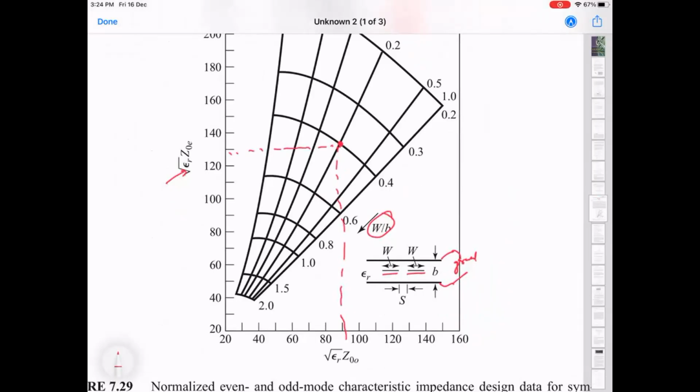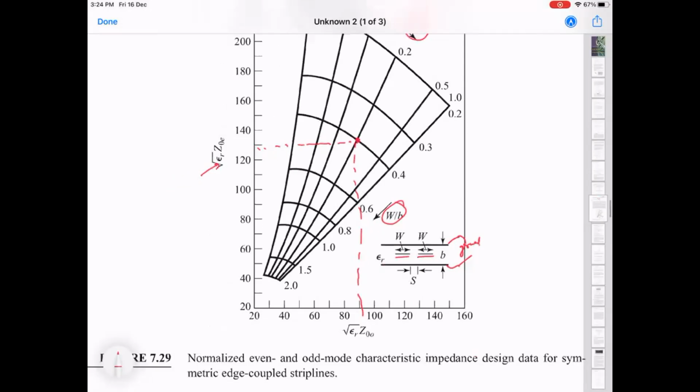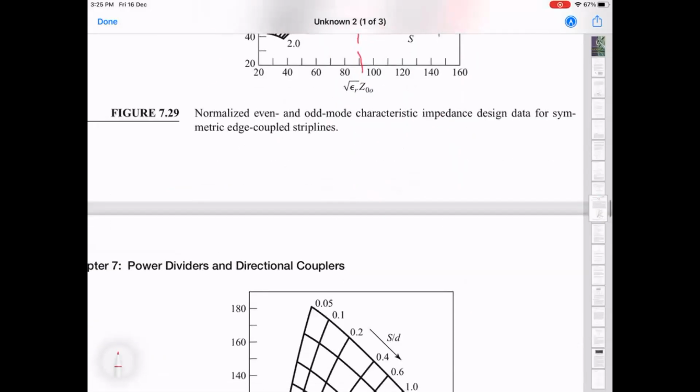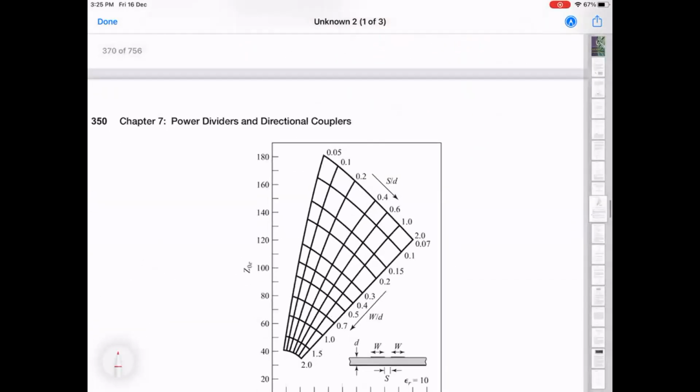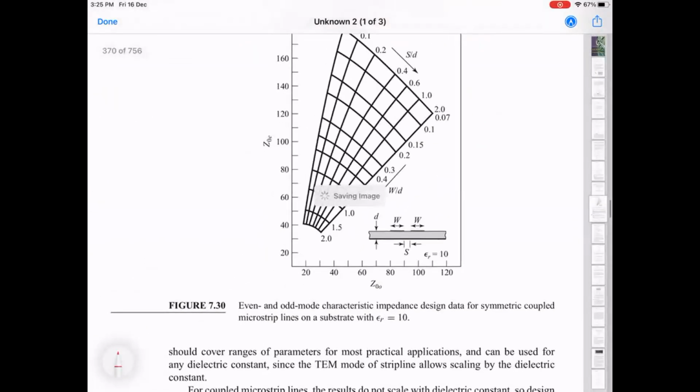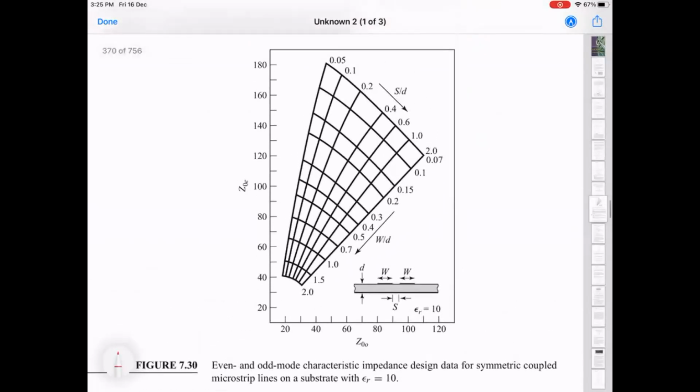So this chart is there to guide, but we've been using these tools in the Microwave Office software in TX Line. So we will see that in just a bit. We'll just put these numbers in there and we can get these directly. But otherwise, you can use these kinds of charts. This one is for strip line, and this one is for microstrip.